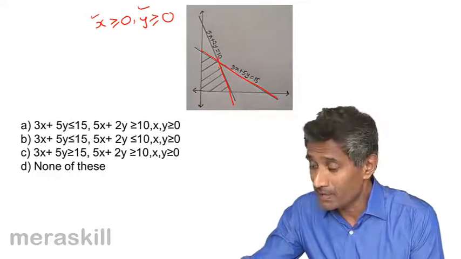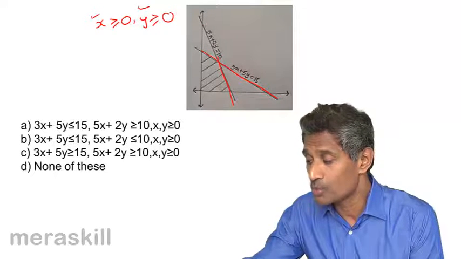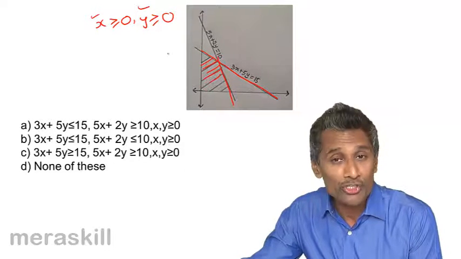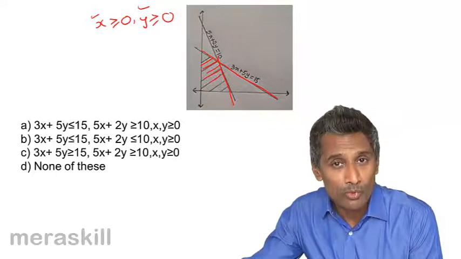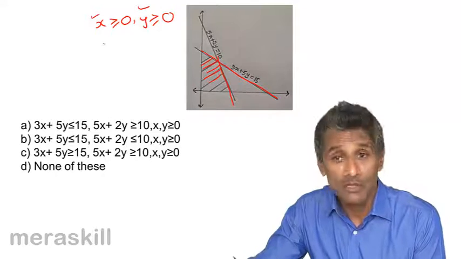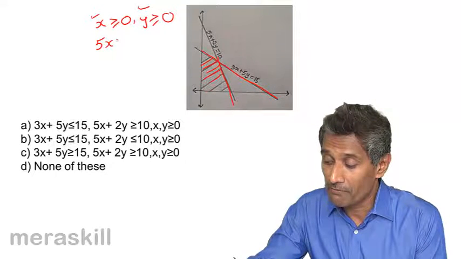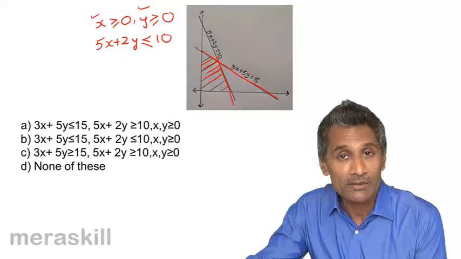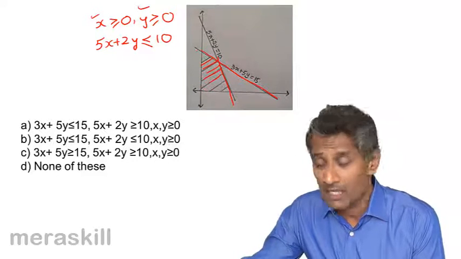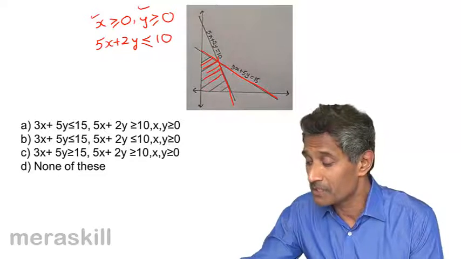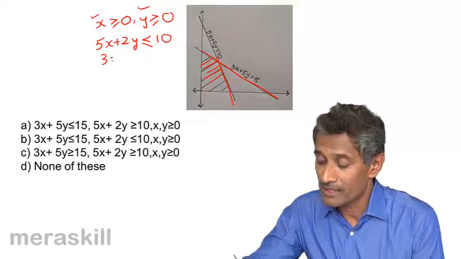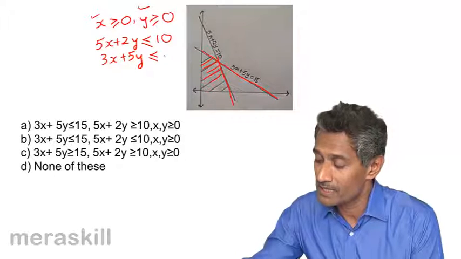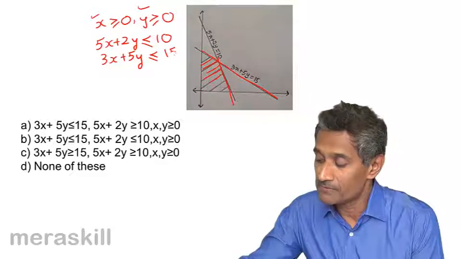Now again, coming back to this line, 5x plus 2y equal to 10, this region is on the origin side of this line, or it is moving towards the origin. So yes, you're right. It's going to be 5x plus 2y is less than or equal to 10. Coming to this line, 3x plus 5y is 15. Again, this region is in the origin side. So we have 3x plus 5y is less than or equal to 15.